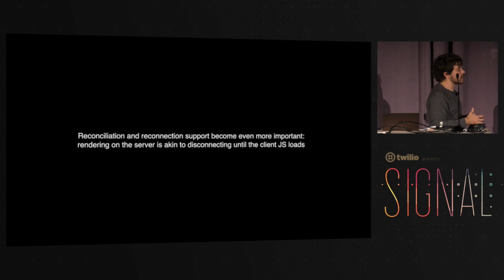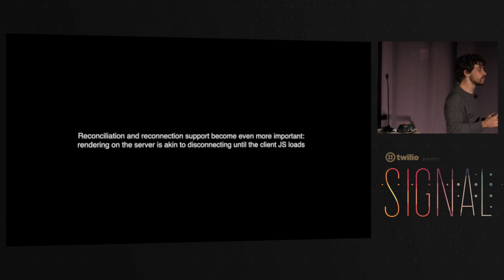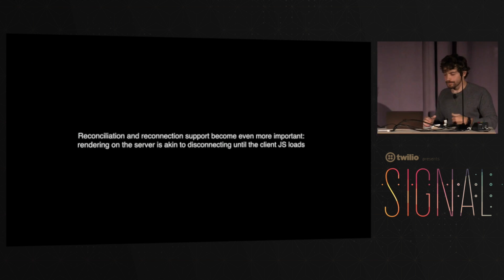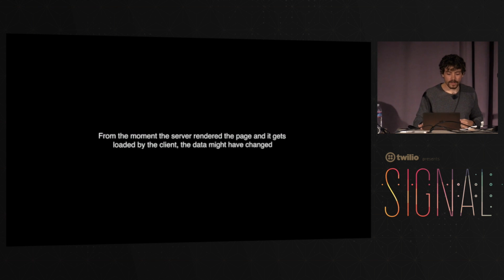In summary, reconnection and reconciliation become two very important aspects to think about once we want to create this ideal real-time system.